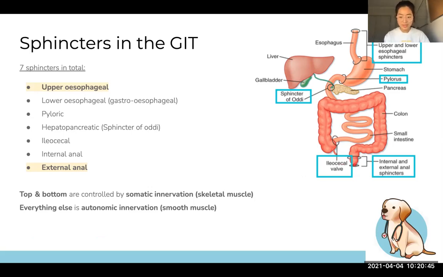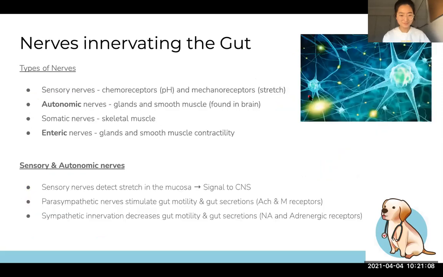So out of all of these sphincters, the top and the bottom are the ones that are controlled by somatic innervation. So you control when you are going to be swallowing your food, and you control when you go and take a shit. Everything else essentially is autonomically controlled, and it's all smooth muscle, because you don't obviously control when your stomach is passing food to your small intestines, etc.